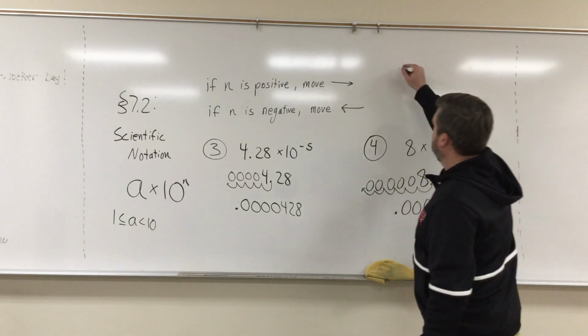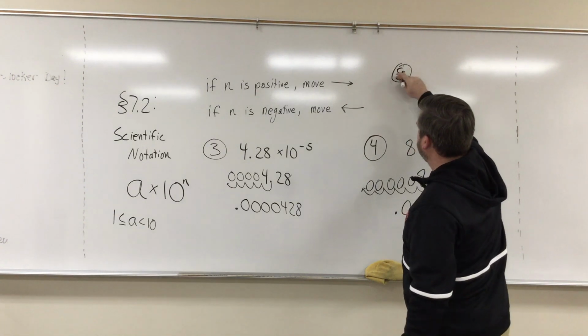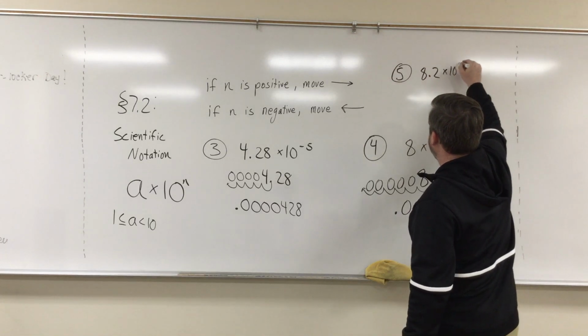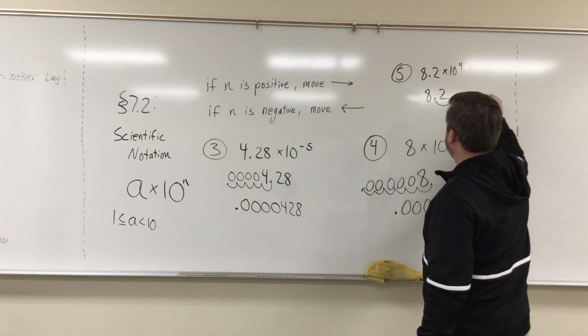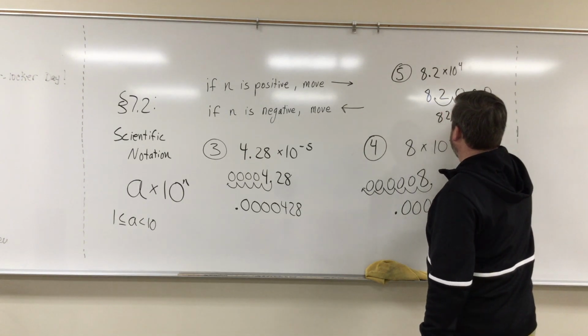I want to do just one more up here. I want to have one with a positive just so I can bring up a point. Let's just do 8.2 times 10 to the 4th. Make it short and sweet. 1, 2, 3, 4. So we get 82,000.